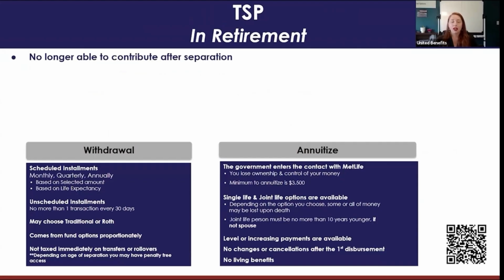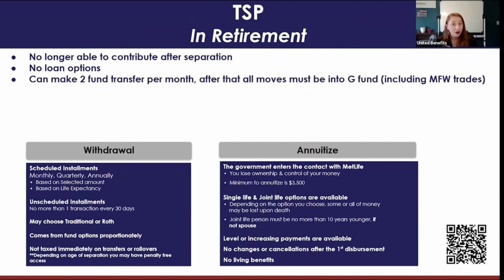So you'll no longer be able to contribute after you separate from the government. You no longer have loan options available. You can still pay off your loans, depending on what that looks like for you, but we can talk about whether or not it's worth it for you, because that's a whole other conversation. But you can make up to 2 transfers per month, and after all of those moves are done, you have to move everything into the G fund, and that includes mutual fund and window trades. Now, this also is true for employees as well, by the way, so just be mindful of that.